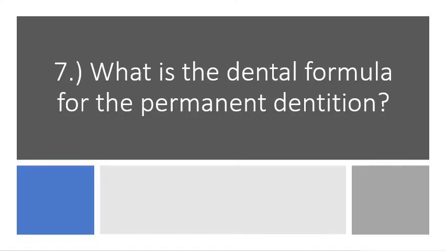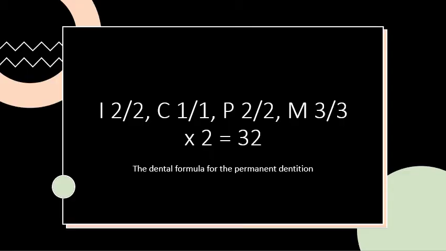Now the next question is, what is the dental formula for the permanent dentition? So for the permanent dentition, this is the dental formula where for incisors, there are 2 by 2, meaning there are 2 central incisors divided by 2, and we have 1 canine, 2 premolars, 3 molars, and divided by 2, meaning we have these in the maxillary arch and in the mandibular arch. So all of this, if we combine them, then we get 32 teeth.